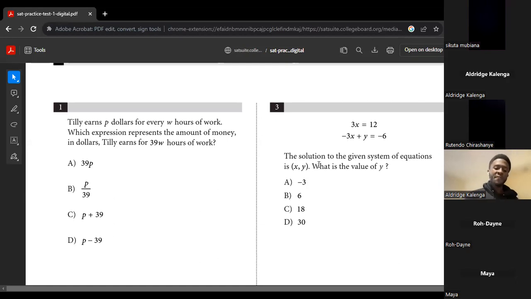All right. So we start with the first question. It says Tilly earns P dollars for every W hours of work. Which expression represents the amount of money in dollars that Tilly earns for 39 W hours of work? Does anyone want to take this? Or should I just go for it?